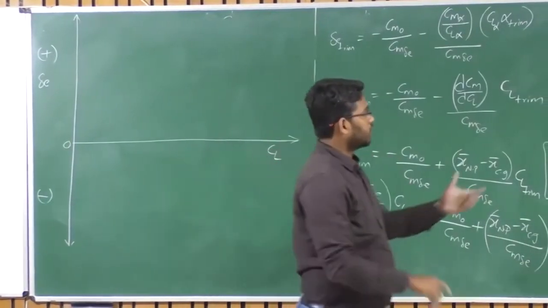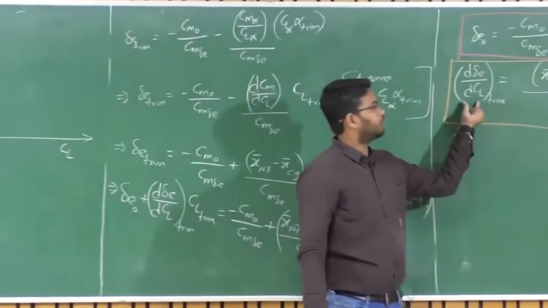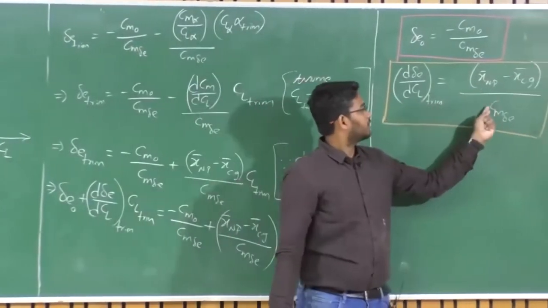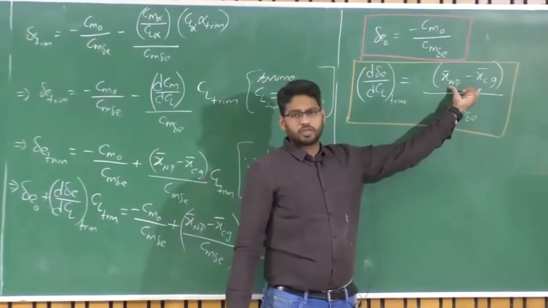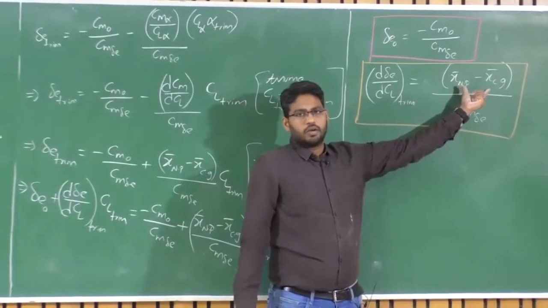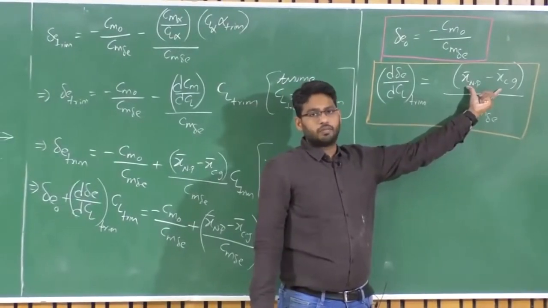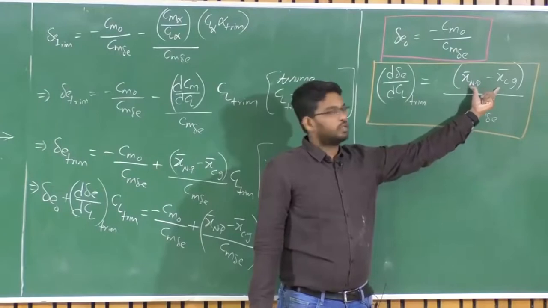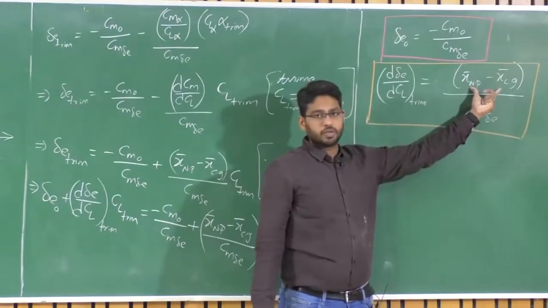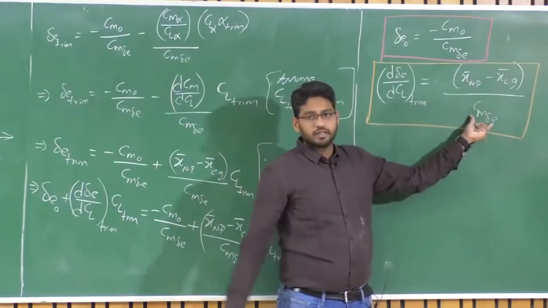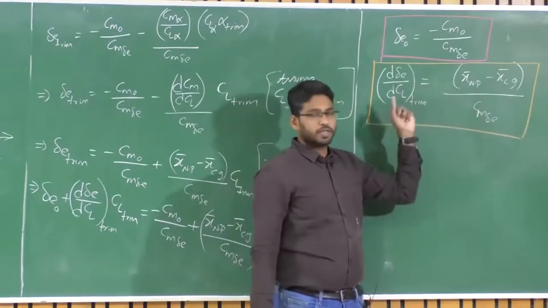That's why if you see this particular equation, dou delta E upon dou CL trim, for an aircraft or a UAV with positive static stability or static margin, you have XNP minus XCG is positive, right? So CM delta E is negative. So this particular slope is negative.